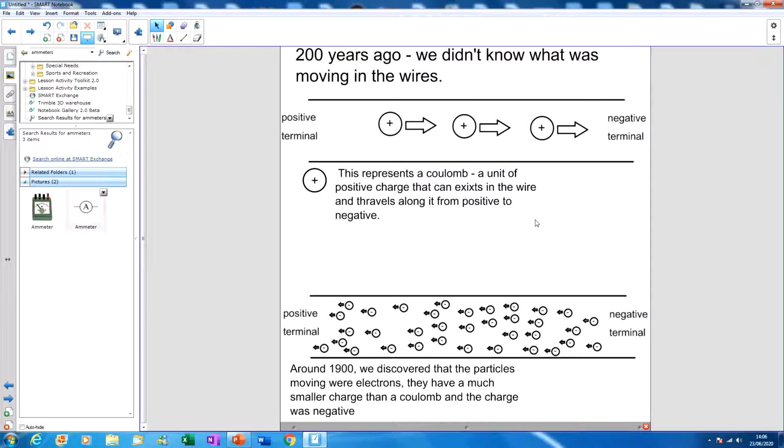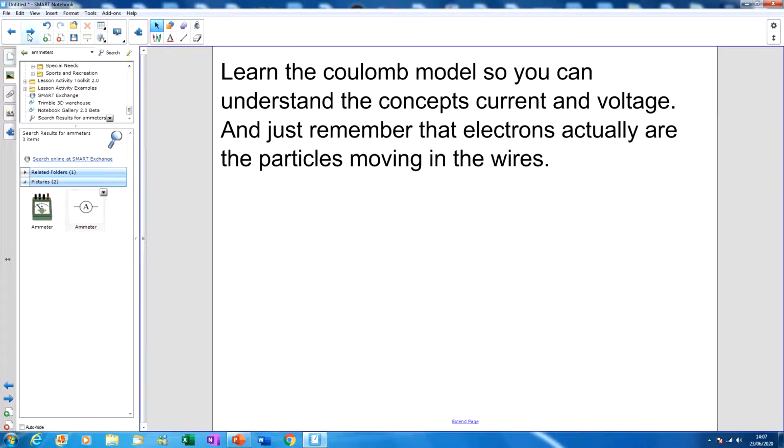And so this often freaks kids out. They're like, well, God, sir, this is hard anyway. I don't like electricity. So do you want me to think in terms of coulombs, or do you want me to think in terms of electrons? Well, my advice is learn this Coulomb model first. This is what current and voltage are defined using. And just remember that actually electrons are the thing moving in the opposite direction. But you don't have to ever break down questions at GCSE using the electron model. We're talking about the Coulomb model.